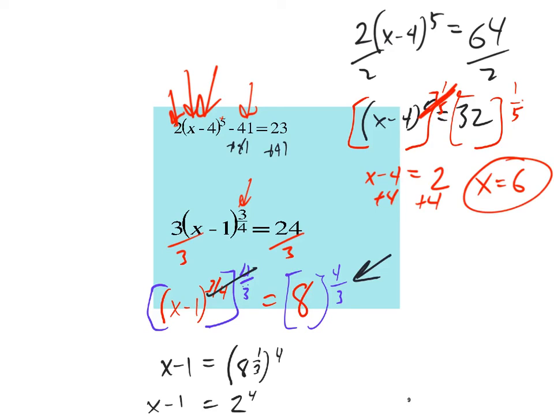Well, 2 to the 4th is 16, because that's 2 times 2 times 2 times 2. 2 times 2 is 4, times 2 is 8, times 2 is 16. And finally, I'm going to add 1 to both sides. So I have x equals 17.